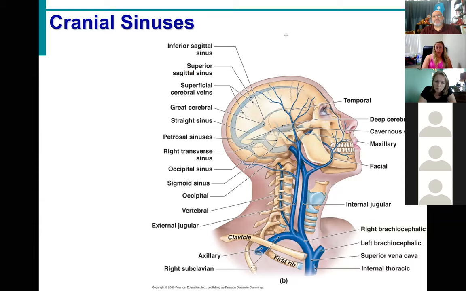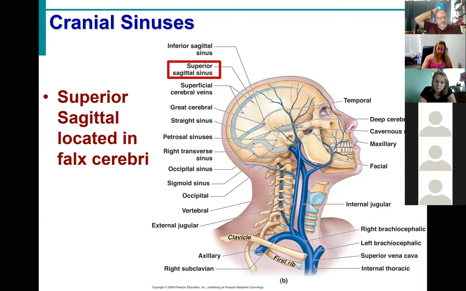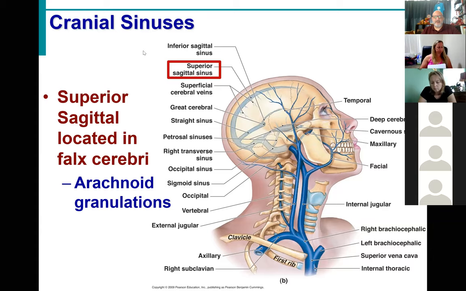And I think I have to erase that now because I've highlighted it there. That superior sagittal sinus is found right in the midline, right in that falx cerebri. And of course, anytime you have a superior something, what else are you going to have? Inferior. An inferior something. Excellent. So we have that inferior sagittal sinus. And I'll do it this way. I'll highlight these. So here's the superior sagittal sinus. Here's the inferior sagittal sinus.